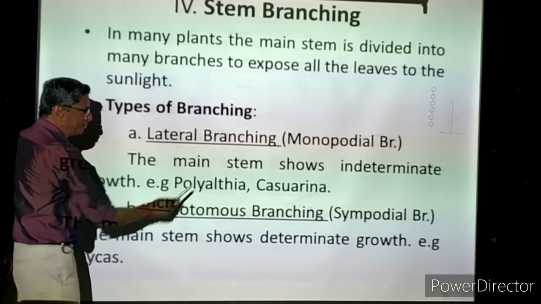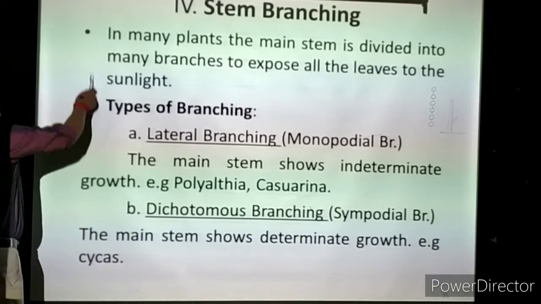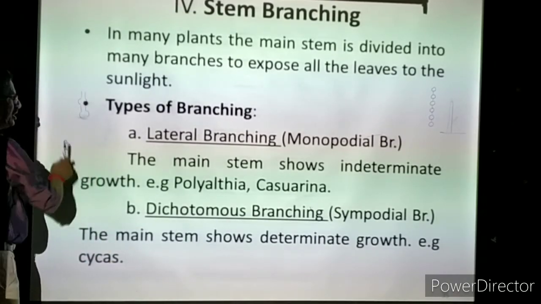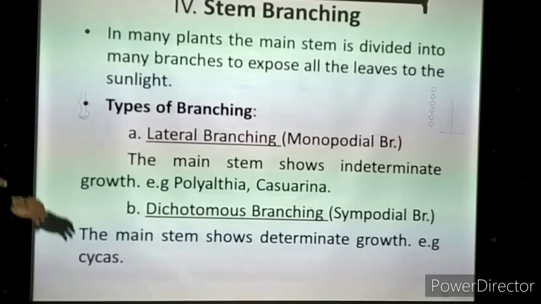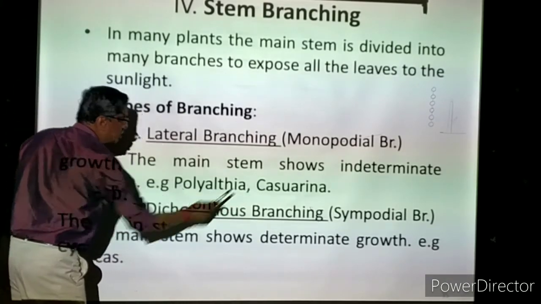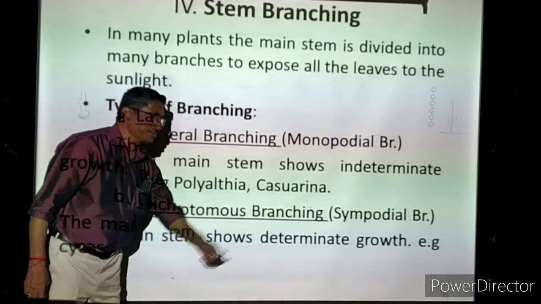Example, Polyalthia. Now the Polyalthia is nothing but the Ashoka tree. The Ashoka tree, if you take, the main stem is growing taller and taller, and the branches will be very, very short. Polyalthia. Casuarina. That also grows on the sides of the roads and where the seashore is there. The next one is dichotomous branching.